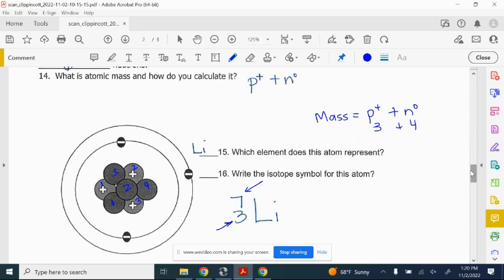Okay. So the first number is mass, and then the bottom number is proton. Mm-hmm. Or atomic. So the answer to 16 is just 7, 3, and lithium. And this will be a multiple choice question tomorrow. Oh, okay. So I'll have 4 of these on there, and you've got to pick the right one. Yep.